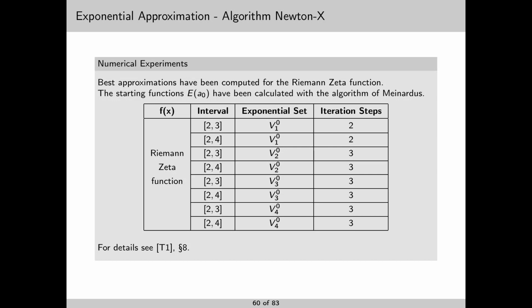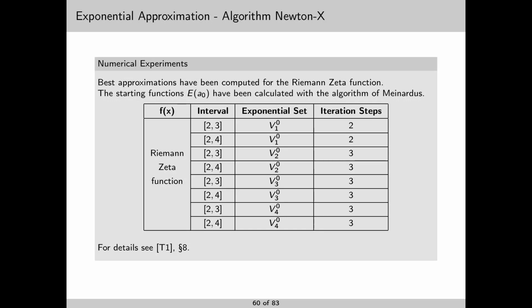Nevertheless, as this table shows, Newton-X turned out quite efficient in calculating best approximations for the Riemann-Zeta function. The starting functions for these experiments have been calculated with the algorithm of Meinardus. You find these calculations in detail in reference T1. This concludes the presentation of algorithm Newton-X.